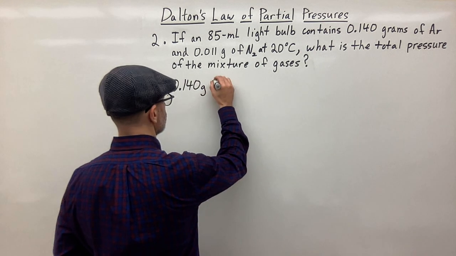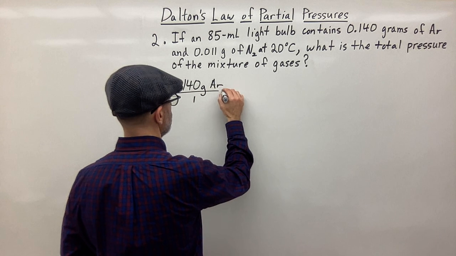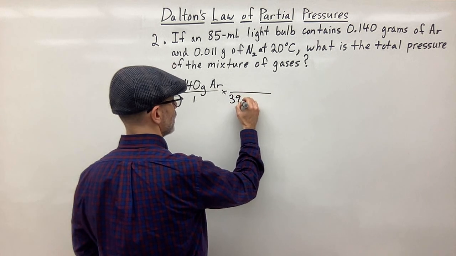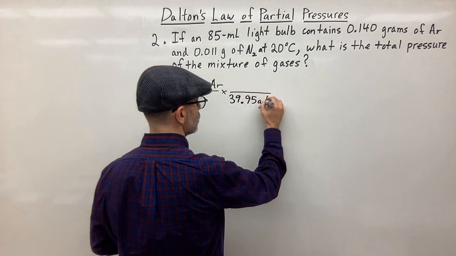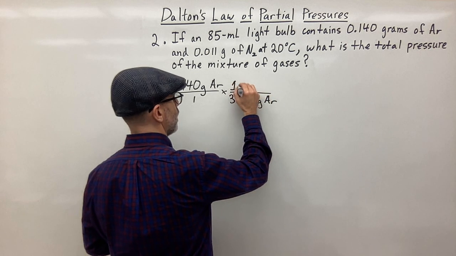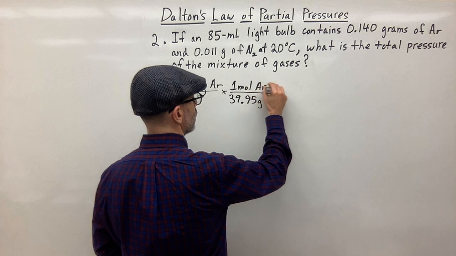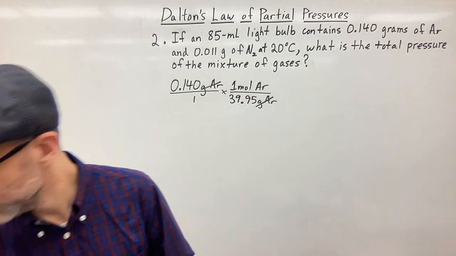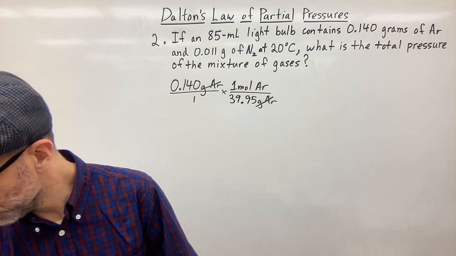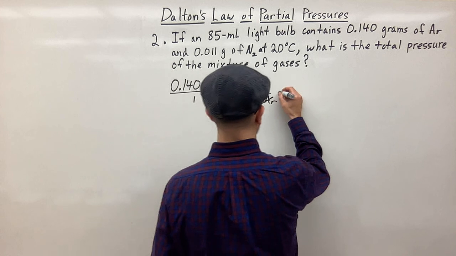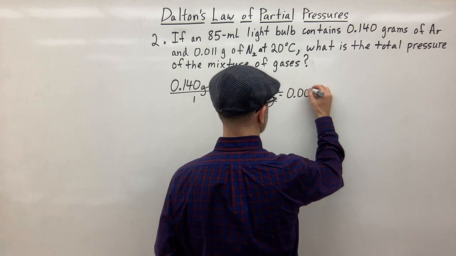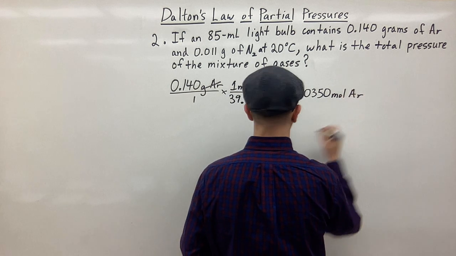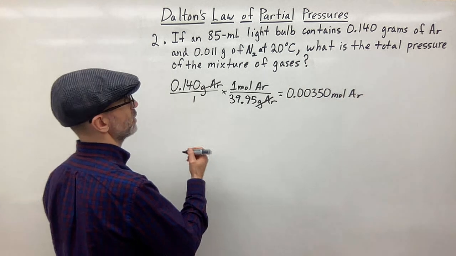So we have grams of argon over 1. We're going to use the molar mass. So on the bottom, we're going to have 39.95 grams of argon. And on the top, we'll have 1 mole of argon. And then grams cancel out. We got moles. And when we do that, we get 0.00350 moles of argon.